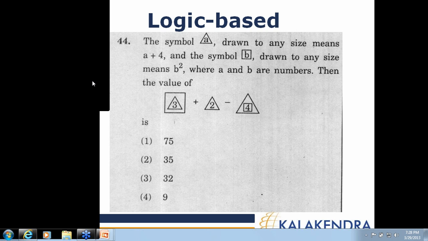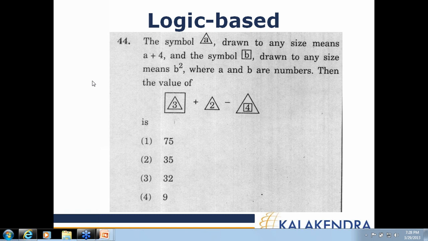The important part to understand is that this is a symbol-based question, and if you've got 2 symbols, the meaning of which you must be very clear. A digit inside a triangle means it's the digit plus 4, and a digit inside the square means it's the square of the digit. So let's look at the expression, the simple one first. 2 inside a triangle means 6 because it's 2 plus 4. 3 inside a triangle similarly means 3 plus 4.